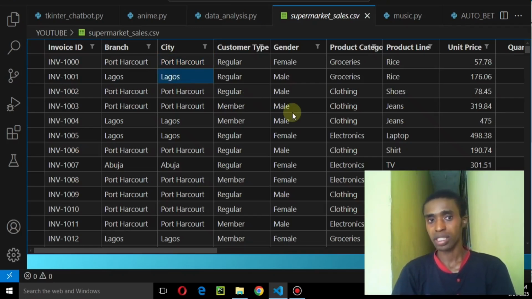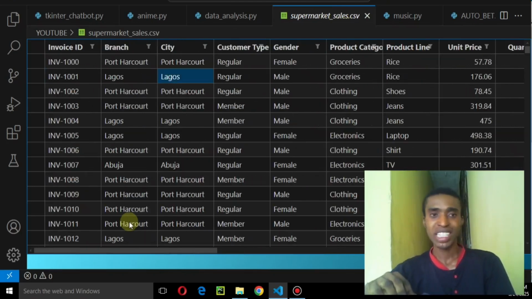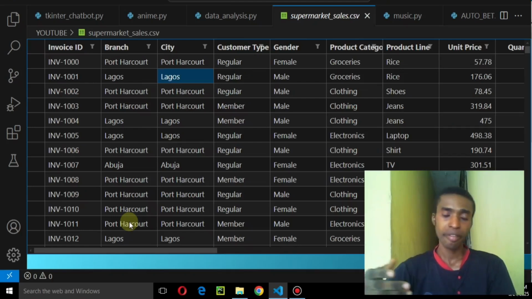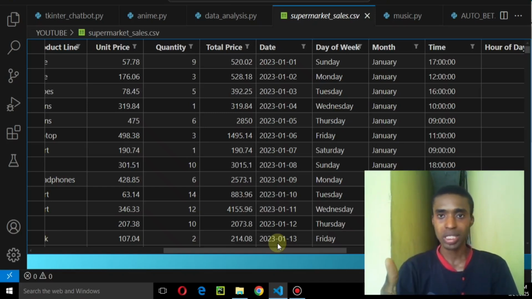Even for people that are not from Nigeria, the branch and the city shouldn't be a problem. This is like a supermarket, like you went to a supermarket to buy things: how much you paid, how much the supermarket actually made, and other things that follow. This data is structured in the right way, but we still need to do some manipulation, because as we go on in this series, we are going to remove some things, add some, then analyze and put it in the right way. That's basically what we are going to do.